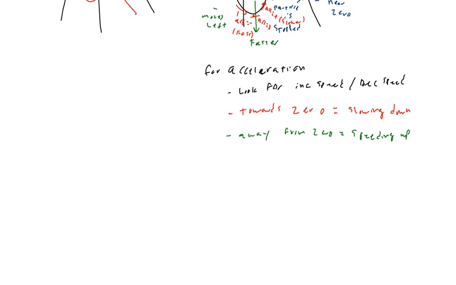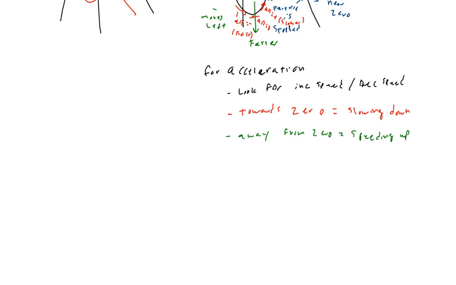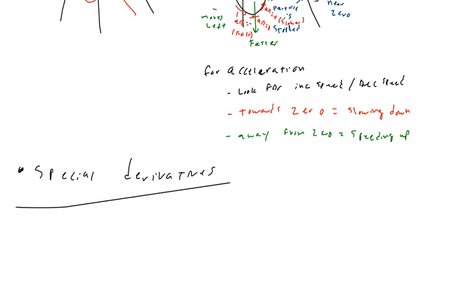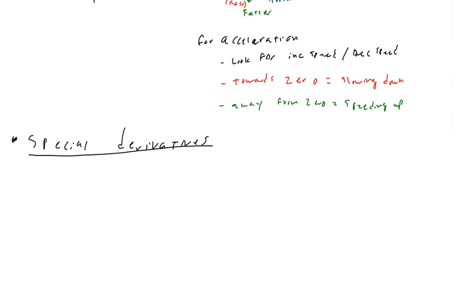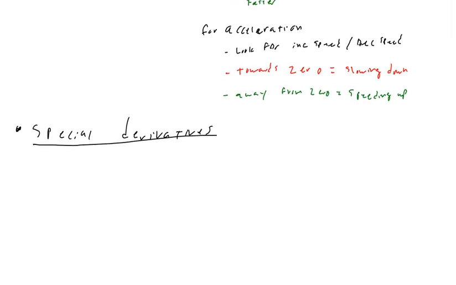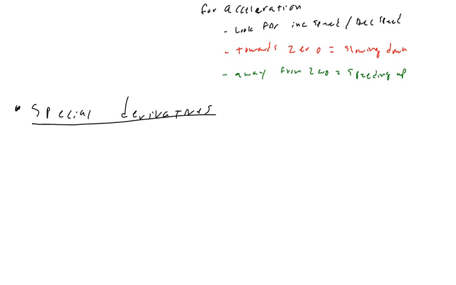The last one is a few special derivatives. You're not likely to see these derivatives. You're not likely to have to find these derivatives. However, there may be one or two multiple choice questions where, if you know these rules, you can find the answer.